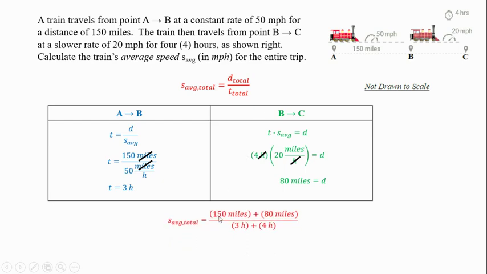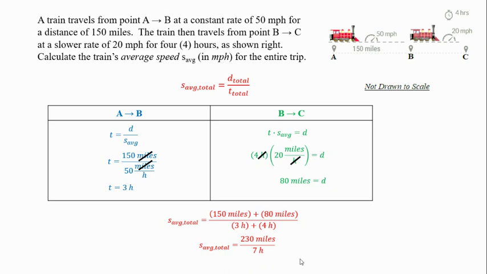So the total distance would simply be the first leg, which is 150 miles, plus the second leg, which we just calculated in green here. So distance from B to C is 80 miles. And then the time that it takes to cover the first 150 miles, which we calculated in blue here on the left side. And then we add it to the 4 hours, which is given in the schematic at the very top right of the screen, which is 4 hours. So here, it becomes just a basic calculator problem.